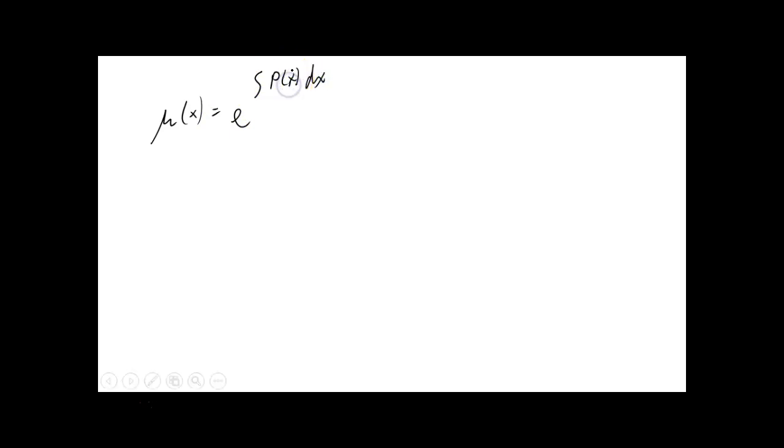Okay? Now, just to remind you, what's the standard form for these linear equations? Here's what they want it to be. dy/dx plus p of x times y is equal to some f of x, or g of x, f of x they call it. It doesn't matter what you call it.